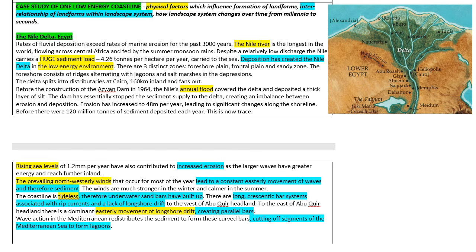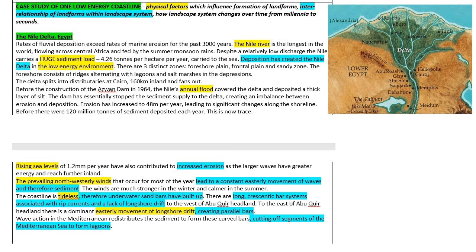It doesn't have a huge discharge, but it carries a huge sediment load, the River Nile, 4.26 tonnes per hectare per year. So deposition in this low energy environment has built this huge delta that starts 160 kilometres inland at Cairo and fans out to the sea. There are three distinct zones: the foreshore plain, the frontal plain, and the sandy zone. The foreshore consists of ridges alternating with lagoons and salt marshes.